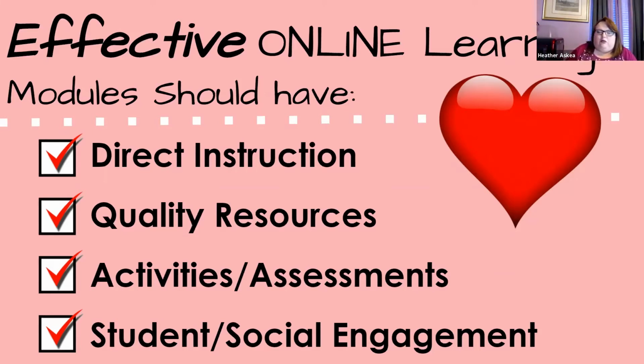The activity's great, but what should they have learned, or what should they have watched? What media, what reading should they have done that would prepare them for the activity? So thinking about direct instruction that way. Quality resources, finding good resources that are effective and appropriate for your students. Activities or assessments that are appropriate and well defined, with good directions for completion. Those are absolutely vital. And then there's that student social engagement component.